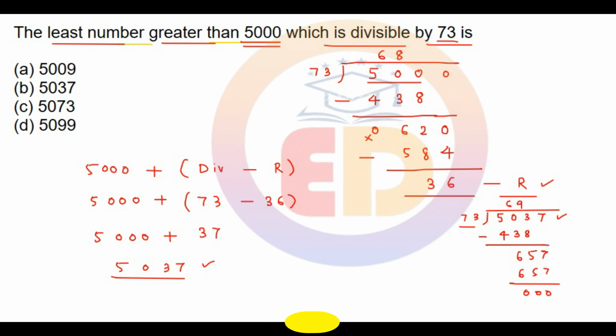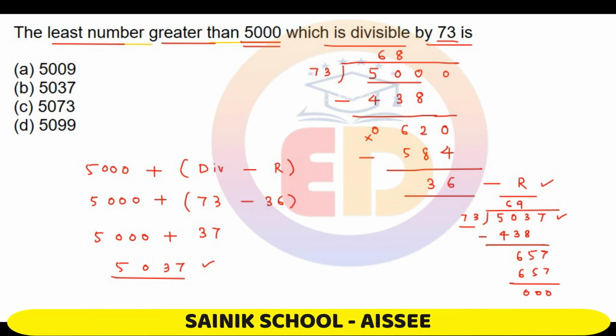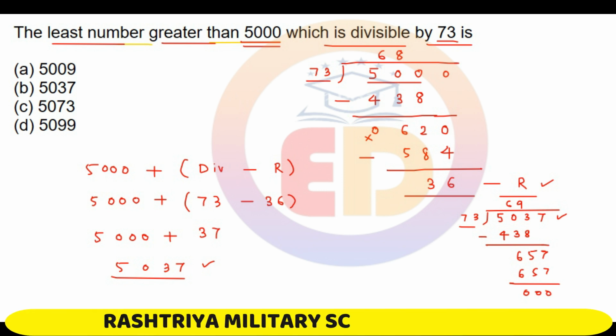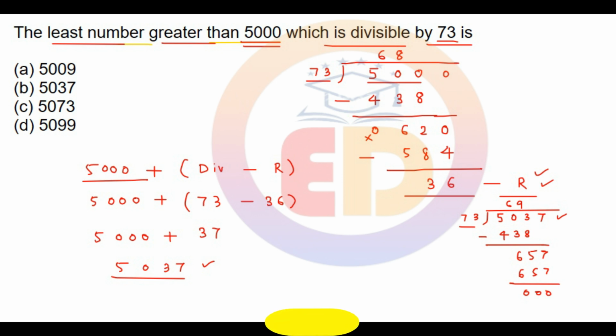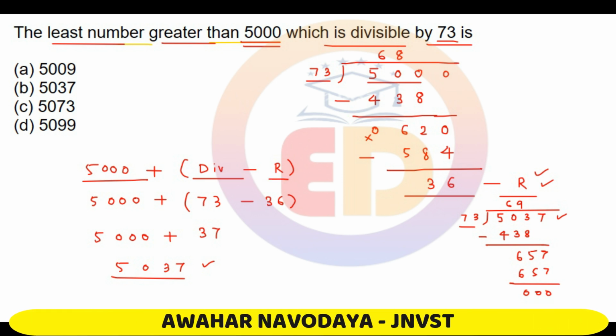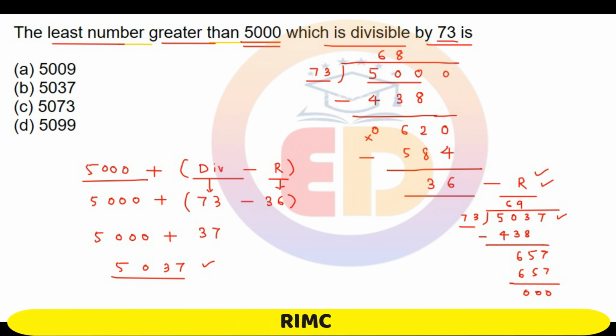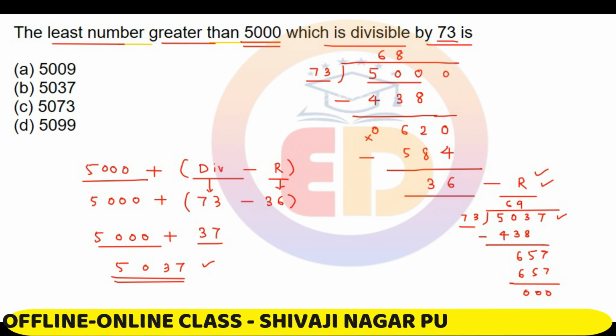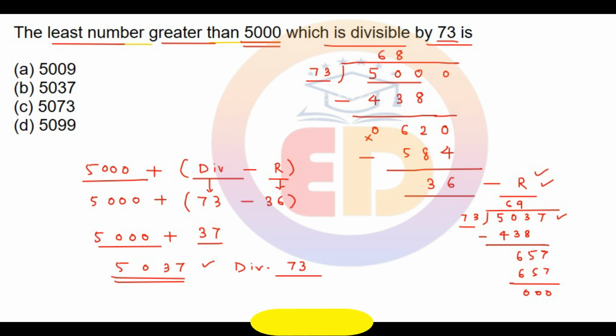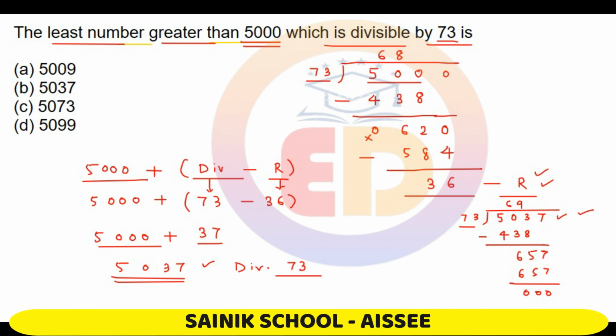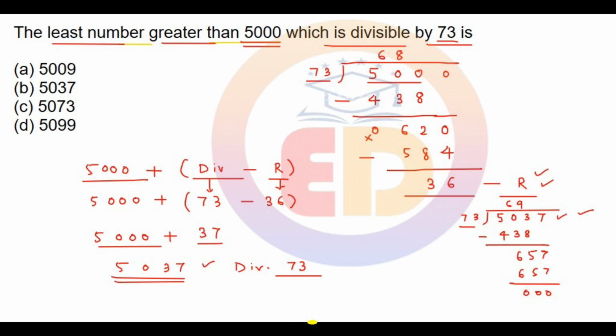So such kind of questions we have also seen earlier. The first step will be divide the number 5000 by 73 and find out the remainder, and then to the number 5000 add divisor minus remainder. Divisor is 73, remainder is 36. 73 minus 36 is 37. 5000 plus 37 is 5037. This is the number which is exactly divisible by 73, which I have shown you after dividing here. Answer will be option number C.